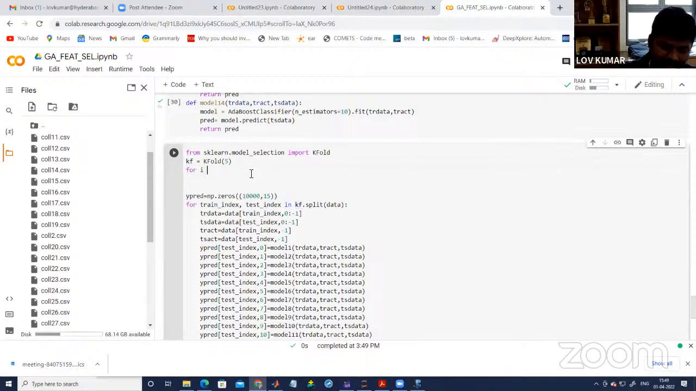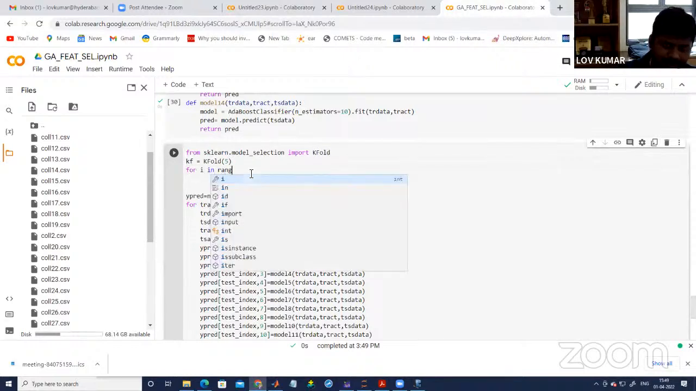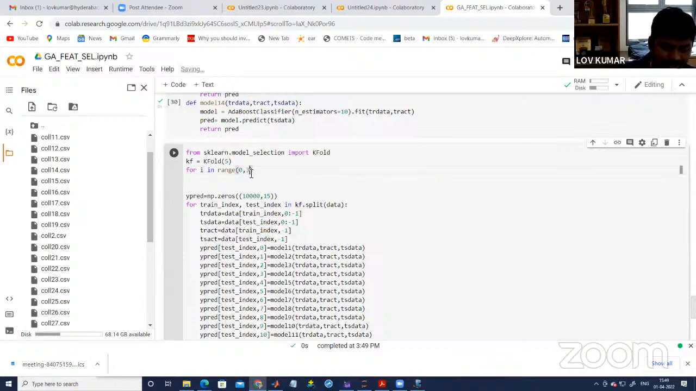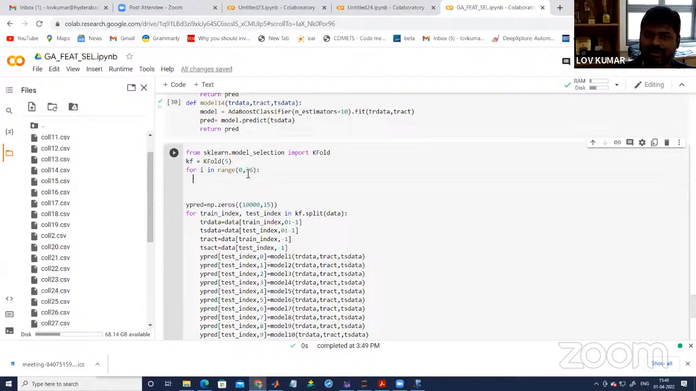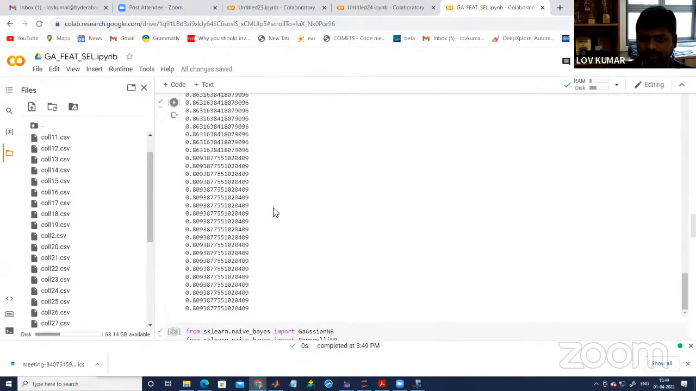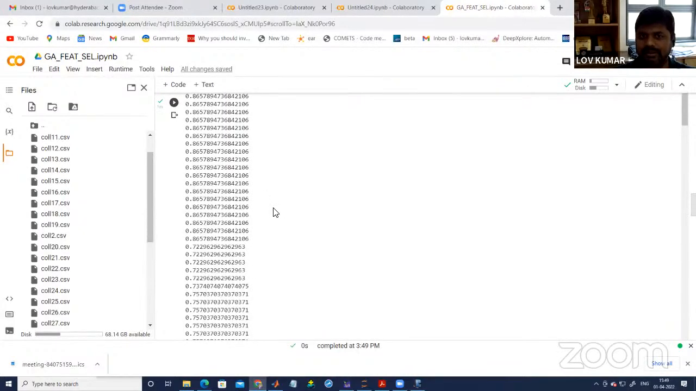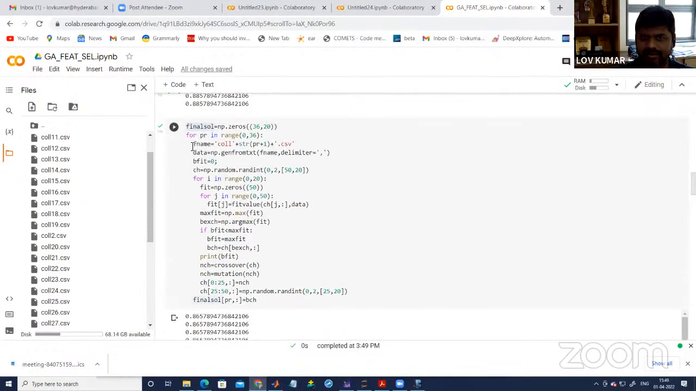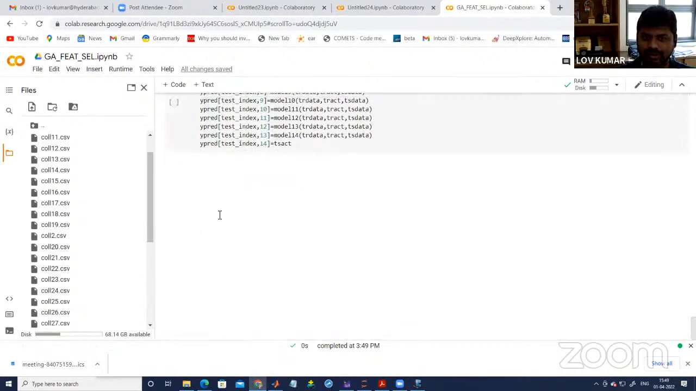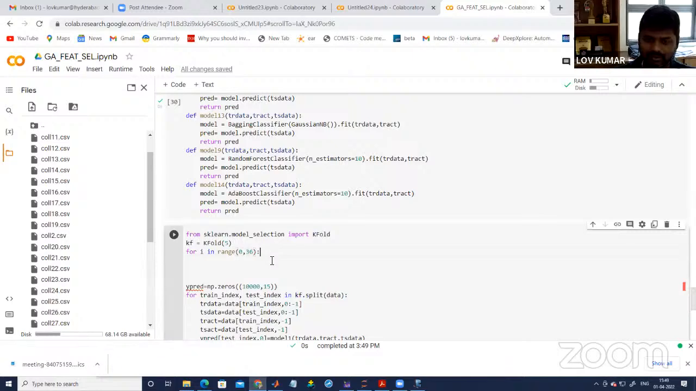So we write for i in range of 0 to 36. We are going to read the data; we have already written the code for reading the data. If you check here, this one, the same code we are also going to use here.